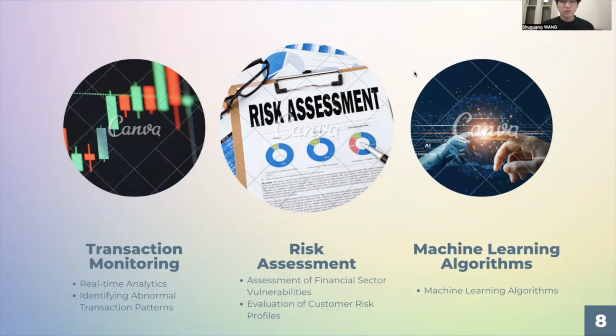Thirdly, machine learning algorithms have shown significant potential in detecting and preventing terrorist financing activities. They can be classified into supervised and unsupervised learning algorithms. Supervised learning algorithms determine the legitimacy of transactions by training on features and labeled data. Unsupervised learning algorithms identify potential terrorist financing activities by uncovering hidden transactional patterns and irregularities.